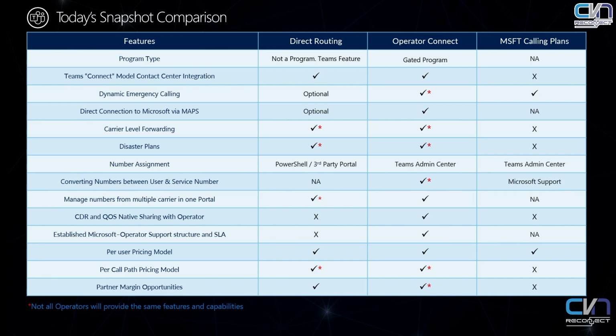Versus Operator Connect is a gated program, meaning that Microsoft has a list of requirements to be a certified operator in the Operator Connect program. Like I mentioned before, the direct peerings to Microsoft, there's APIs that are opened up, there's redundancy and resiliency requirements, there's QoS requirements. So there's a huge list of requirements there. So when you're choosing an Operator Connect provider, you know that they've been very well vetted by Microsoft, and you know it's going to be a good, high-quality solution.